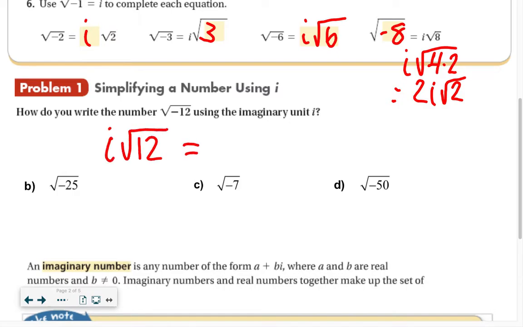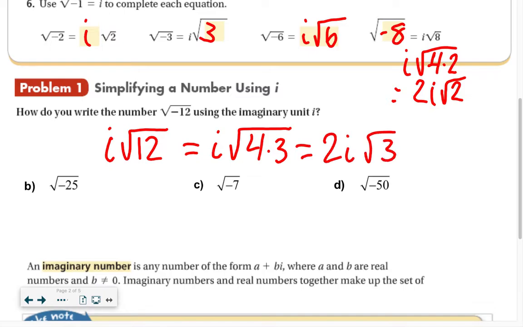Okay, well, can I simplify the square root of 12 with a perfect square? Yeah, 4 times 3. So I have my i outside, square root of 4 times 3. Which one's the perfect square? 4. So what should I pull out? 2, because the square root of 4 is 2. So 2i square root of 3. Pull as much out as we can. So we're done.